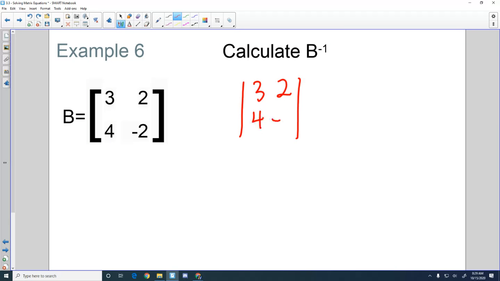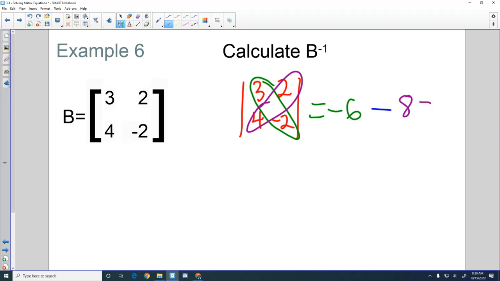3, 2, 4, -2. To calculate the determinant, remember, we just take that first diagonal. We multiply 3 times -2, which is -6, minus, then multiply the numbers in that second diagonal. 4 times 2, which is 8. That gives us a -14. Did you get -14, Gavin?